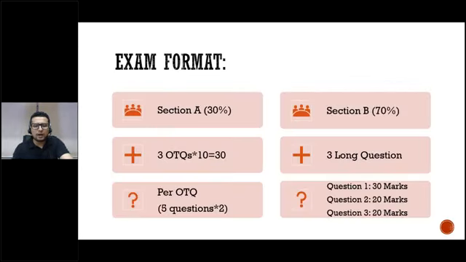Yesterday I told all of you that there is a very tricky exam format for this one. In section A we'll be having 3 OTQs and in section B we'll be having 3 long questions. So it means the 70 marks paper is dependent upon your typing speed, your writing capabilities, and your power of expression.